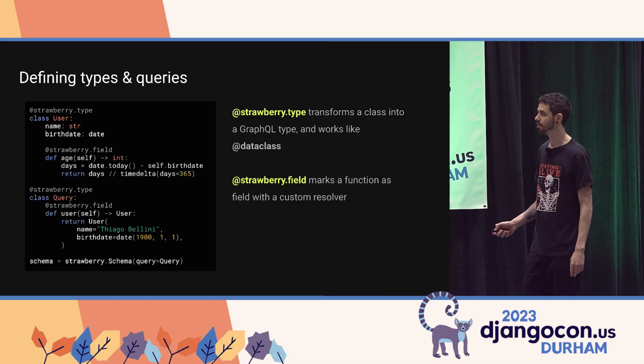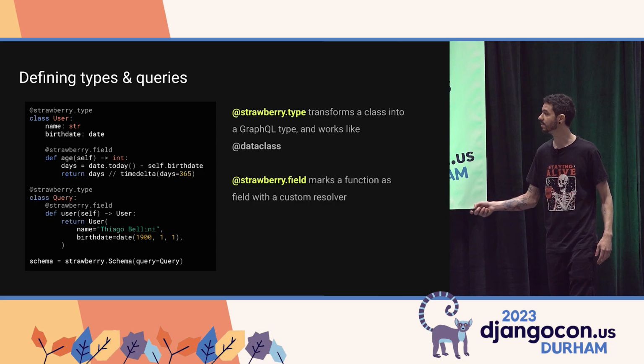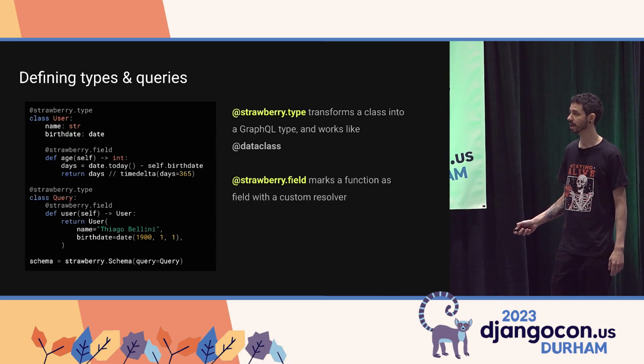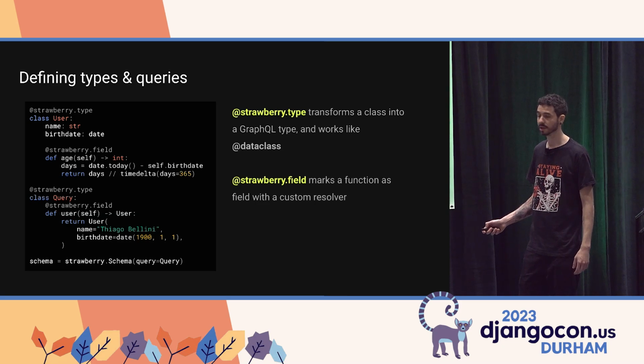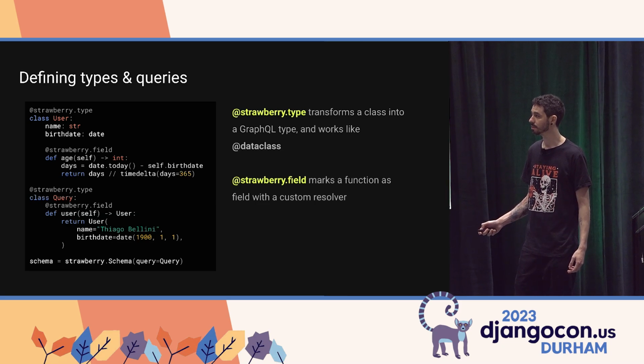Just like this, I want to expose an age, and since I have the birth date, I don't need to pass it again. I can just calculate it using today's date, and it will be exposed in the same way. It will use the type annotations in here, so it will say, oh, the age will return an integer in my schema, and that's it. And the same for the query. I have, for example, in this case, a user, and I say that it will return a user, and I return the user, and just as data classes, I can just instantiate that user.